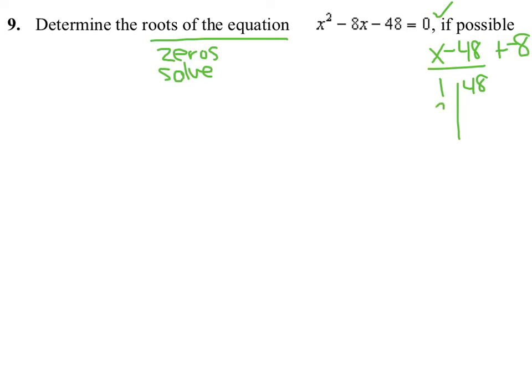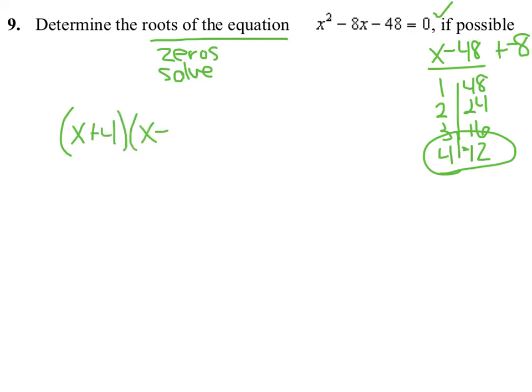We've got 1 and 48, 2 and 24, 3 and 16, 4 and 12 right there. It's got to add to a negative 8, so we make the 12 negative. Now I'm going to put down my parentheses, x plus 4 times x minus 8, not 8, sorry, x minus 12. I was thinking of the answer. And then I'm going to make that equal to 0.